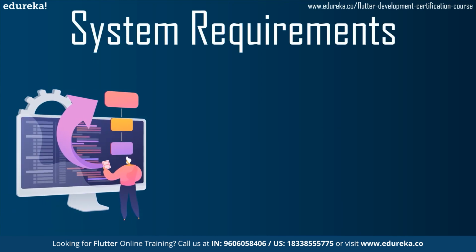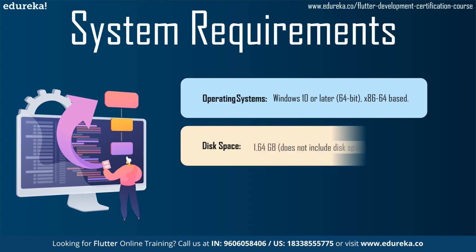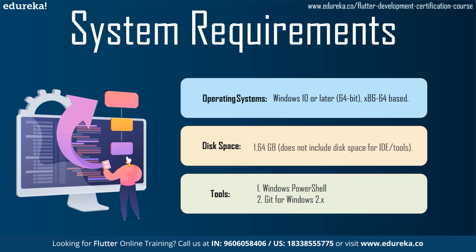Before installing Flutter, make sure that your development environment meets the following minimum system requirements. The first thing is the operating system. As we are looking into the Windows installation, we need Windows 7 or the latest version. You should have a disk space of 1.64 GB. This does not include the disk space for the integrated development environment, that is your Android Studio. The next thing is tools. You need Git and Windows PowerShell for Windows. And you should have a RAM of 4 GB or more. So these are the general system requirements.